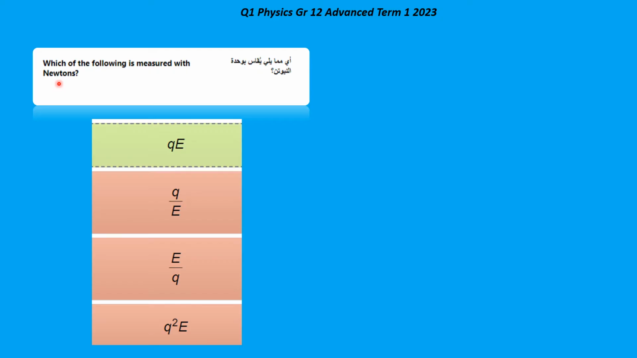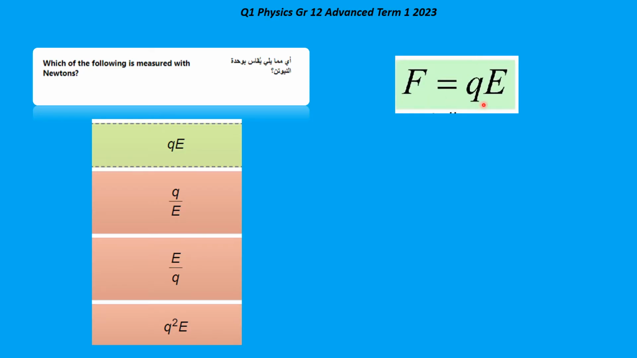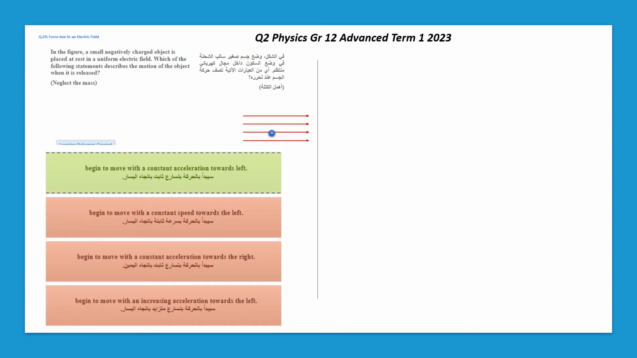When they say newtons, they mean by that a force. And we know from chapter 1 that force is equal to Q multiplied by E. So of course, option 1 is the correct one.